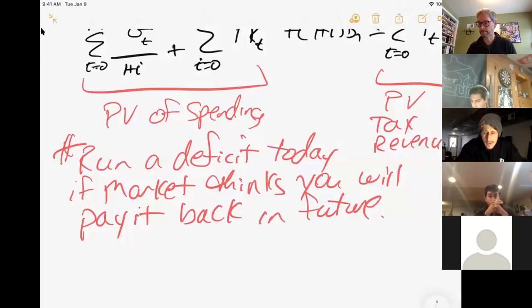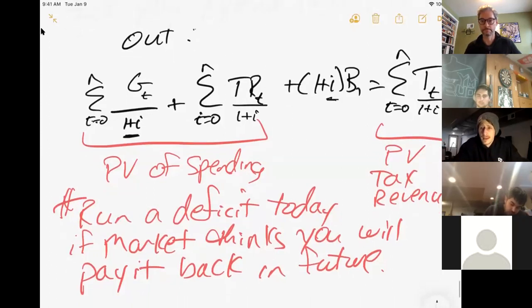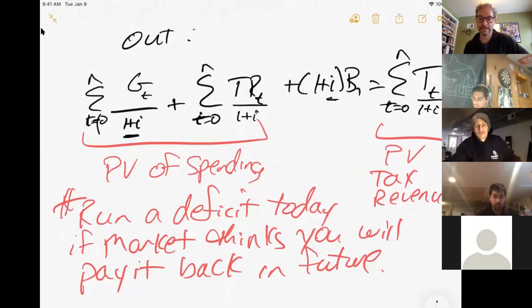Those i's or t's underneath your... Well, this is i. Sorry, it's probably hard to read my writing here. This right here is i, and that's an i, right? That's the interest rate. These are t's, meaning time. So over all time periods, the present value of spending has to equal the present value of tax revenue, plus this, one plus i times B. Basically, this is where you start.